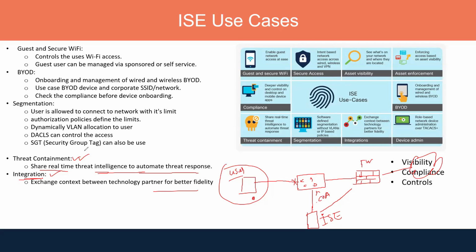So that is the threat containment. Basically, it is going to feed the intelligence in real time, and based on that intelligence, it is going to take the decision whether the user needs to be allowed to the network or not. And what is the integration? You can integrate any third-party technology to fetch those threat intelligence. So these are other use cases you can use for threat containment and integration.